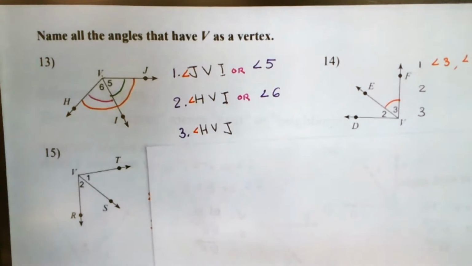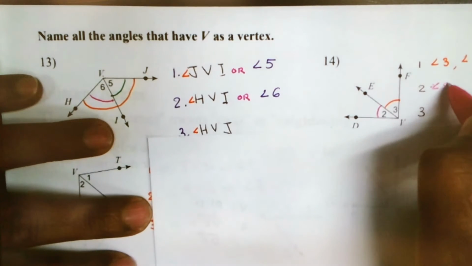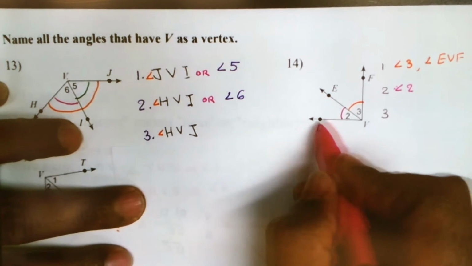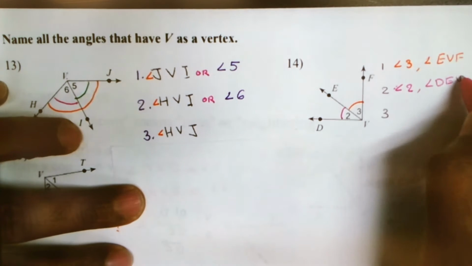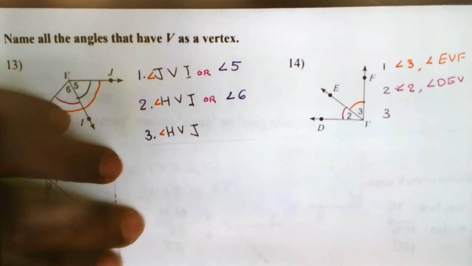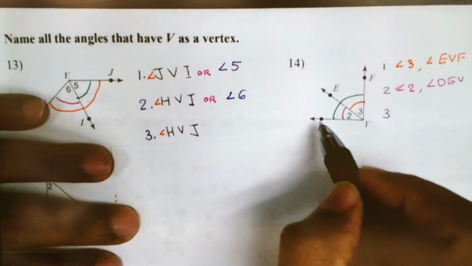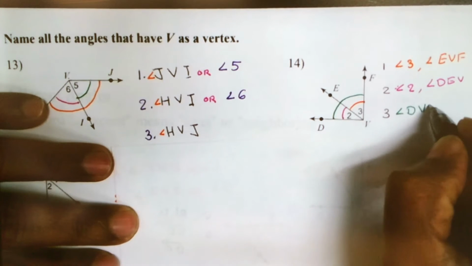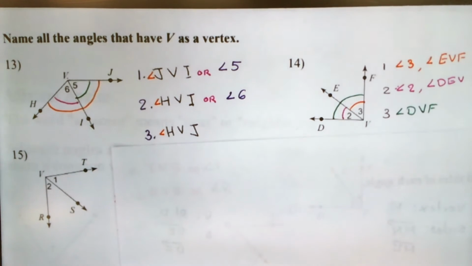The second angle is this angle 2. So I can say angle 2, or I can say angle DVE. The third angle is the angle combining both angles, a big angle DVF, or we can say FVD. I'm writing only one of them. So those are the 3 different angles.